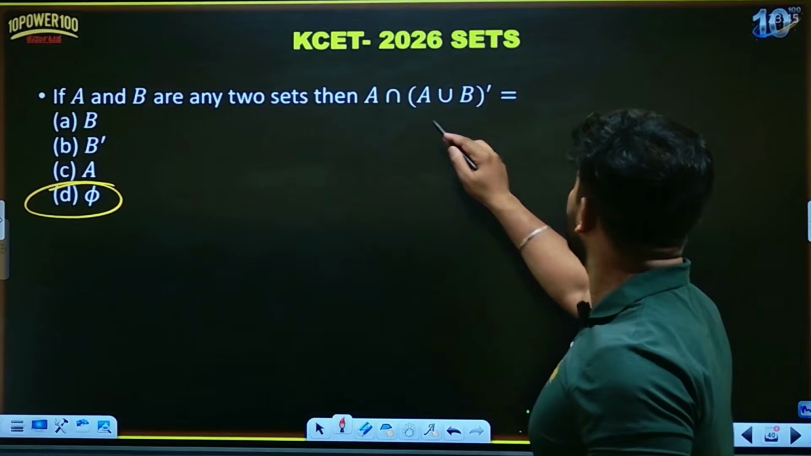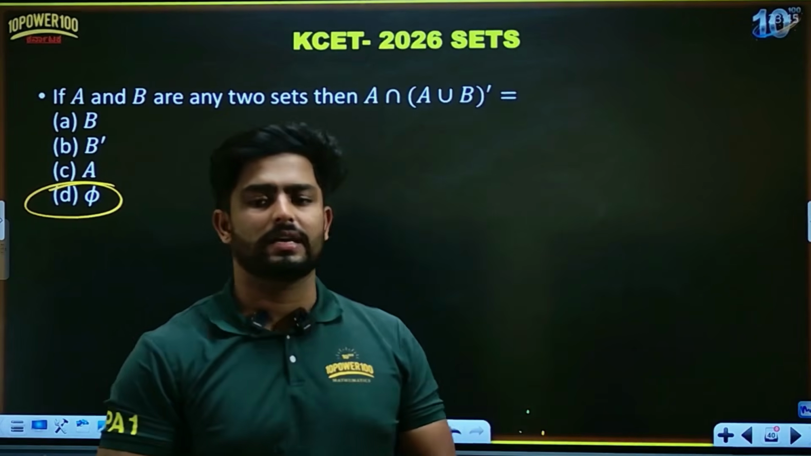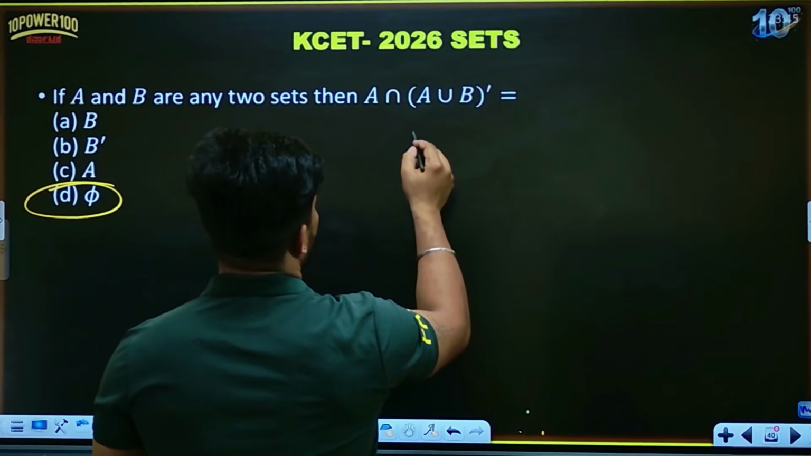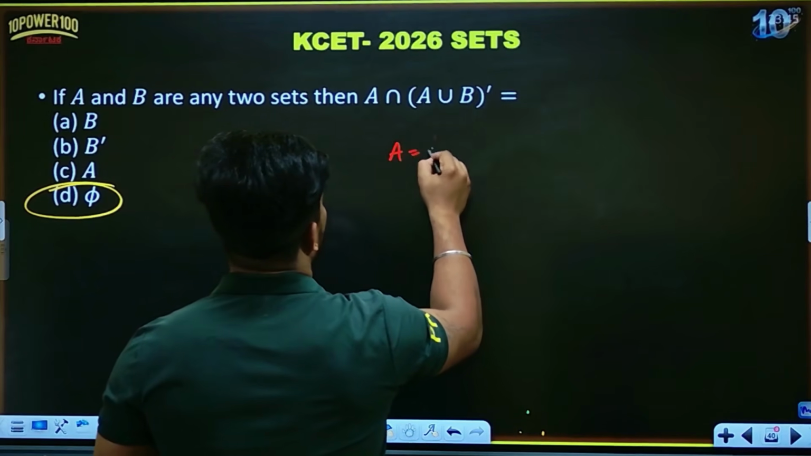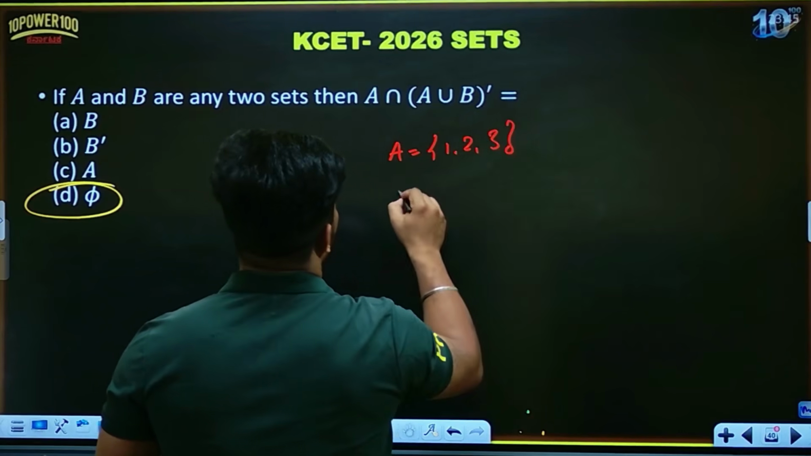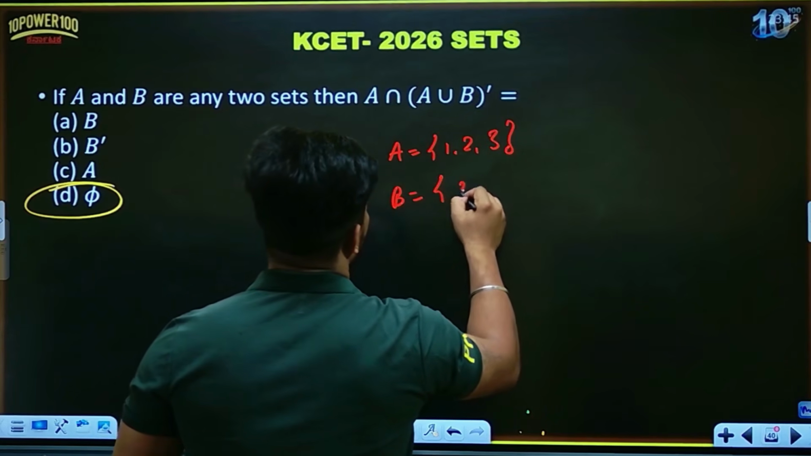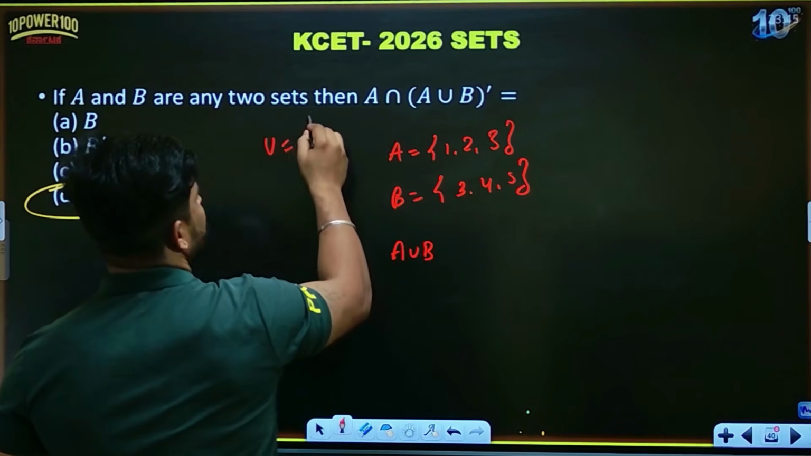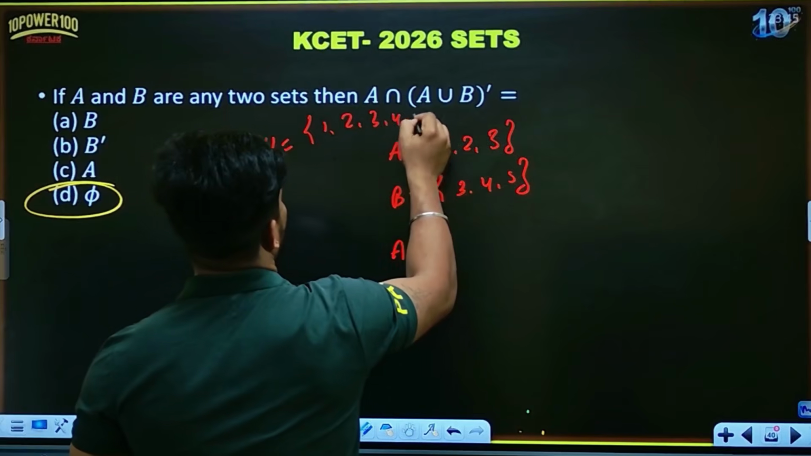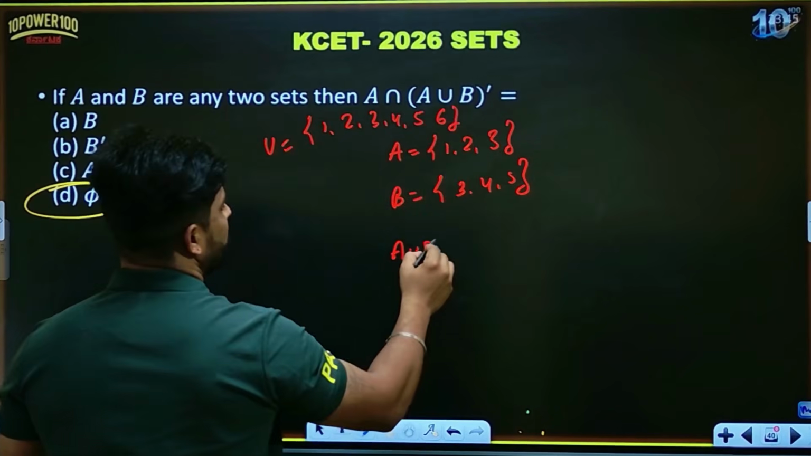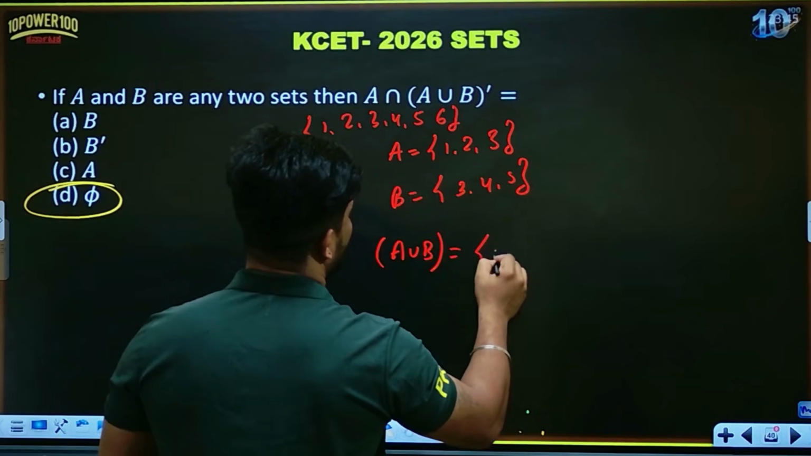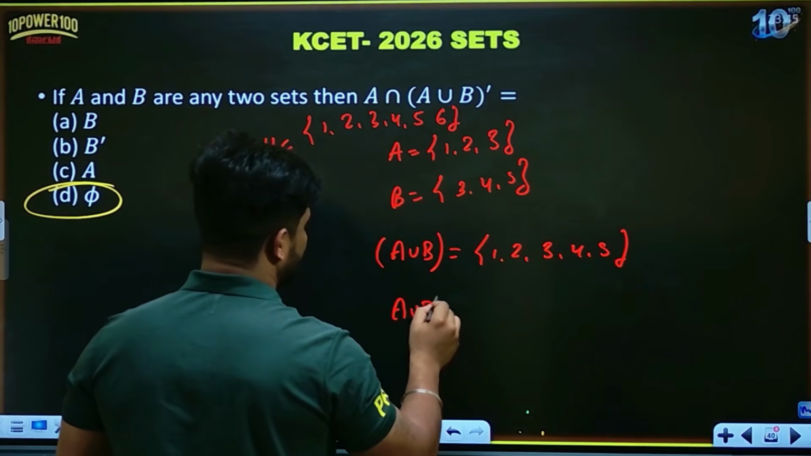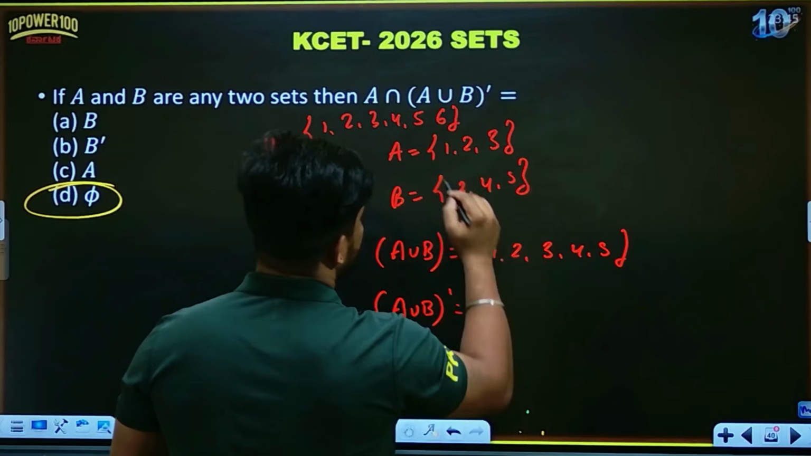Next, A intersection (A union B) the whole dash. First you can take a simple example. Let A be 1, 2, 3 and B be 3, 4, 5. Universal set is 1, 2, 3, 4, 5, 6. So A union B is 1, 2, 3, 4, 5, correct? Next, (A union B) dash is actually only 6.